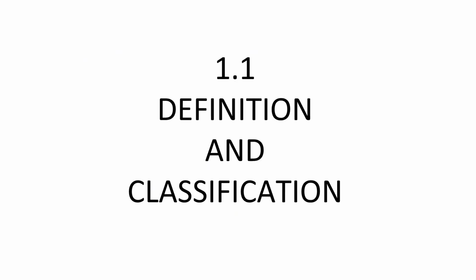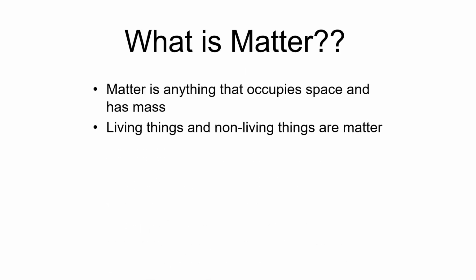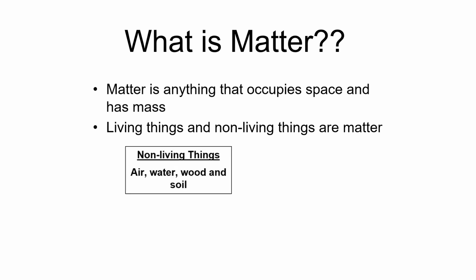Subtopic 1.1 Definition and Classification. Matter is the stuff around you. The earth is one large mixture of gases, liquids, and solids. Now, what is matter? Once again, matter is everything around us as long as they have these two characteristics: occupy space and has mass. They can be non-living things or living things.